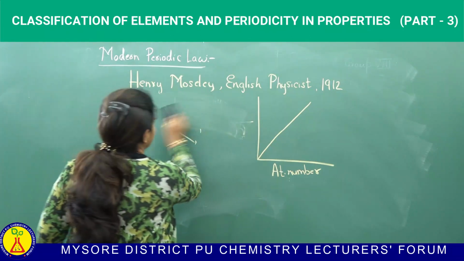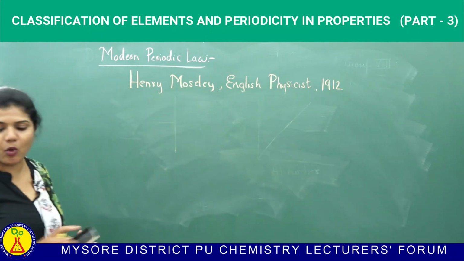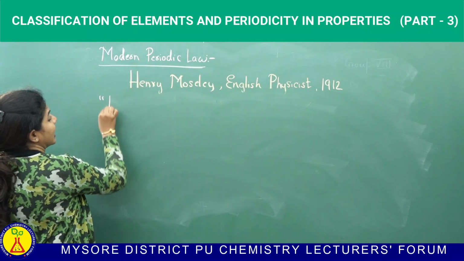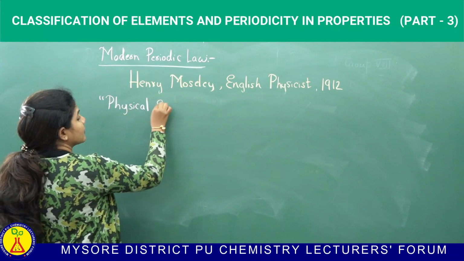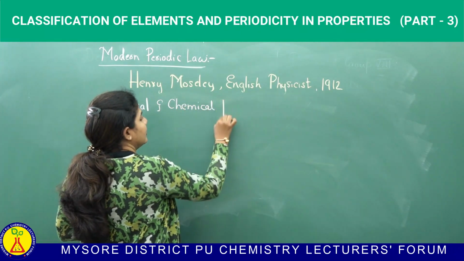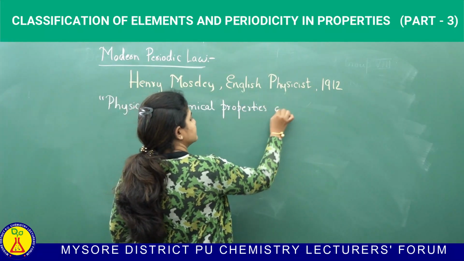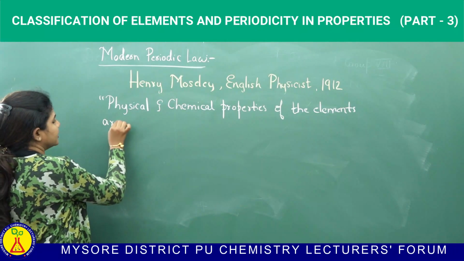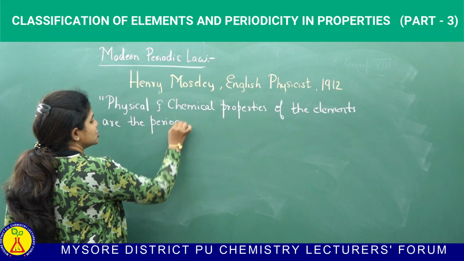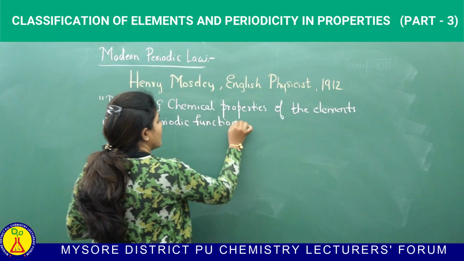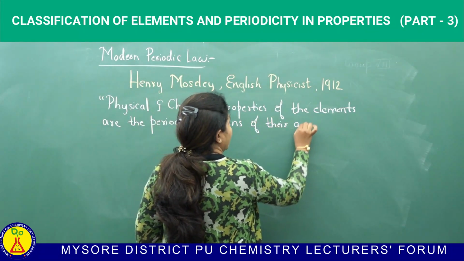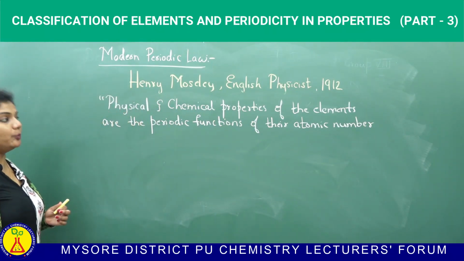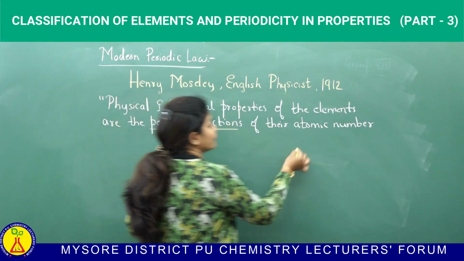Moseley framed, or gave, this modern periodic law. That is most important. What is the definition of modern periodic law? Modern periodic law states that the physical and chemical properties of the elements are the periodic functions of their atomic number.